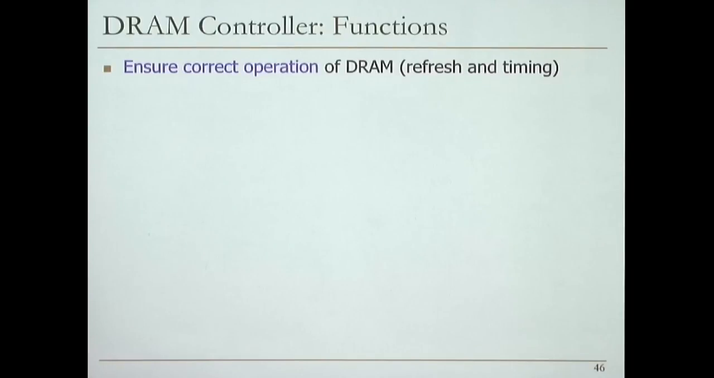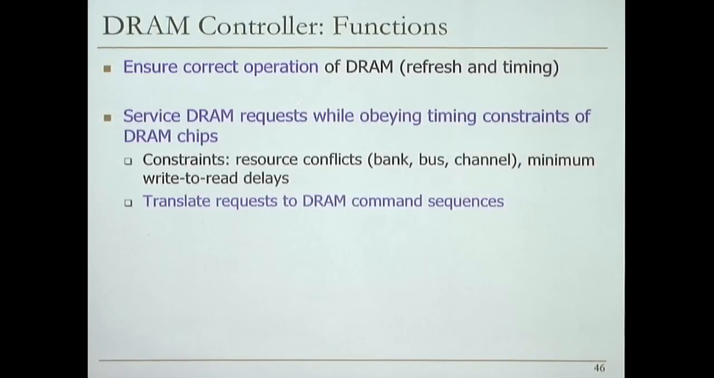The most important one is to ensure correct operation, clearly. This means that you need to ensure that DRAM retains data correctly. That's refresh. And whenever you access it, it must be correct, which means that you need to obey the timing constraints. We'll talk more about timing later on. And you need to service DRAM requests while obeying those constraints. Constraints could be not only timing, but they could be resource conflicts.